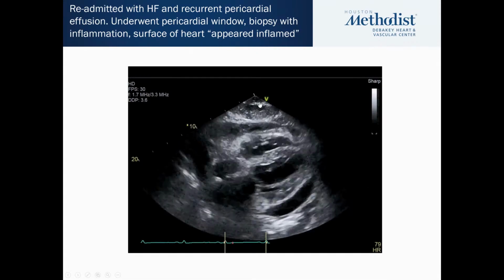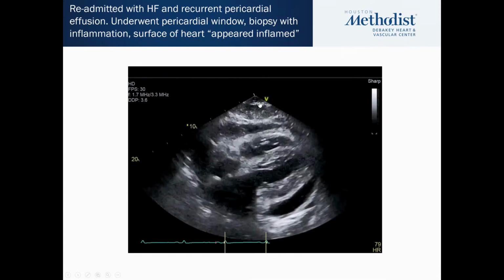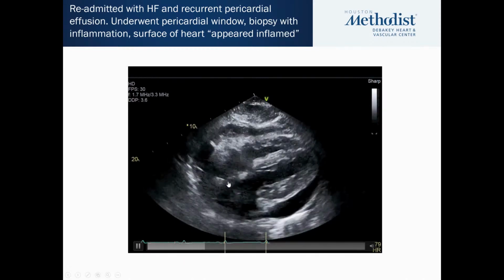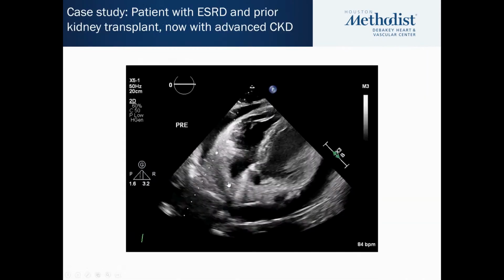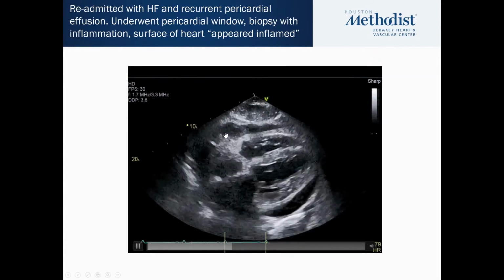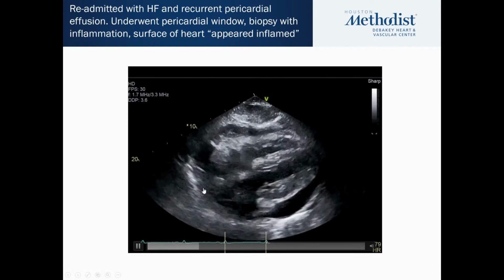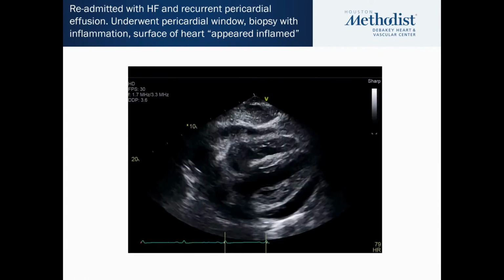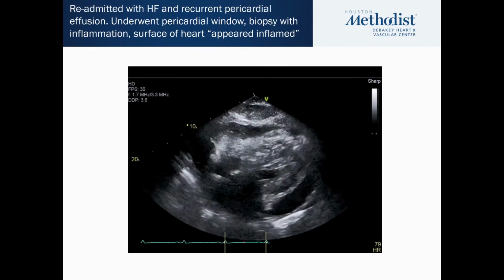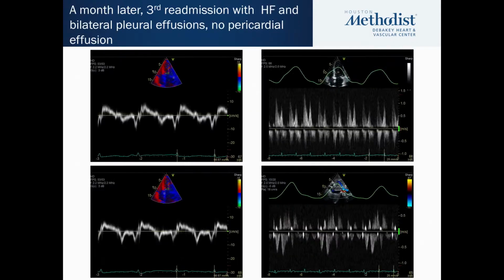The patient was readmitted a month later, recurrent pericardial effusion. Notice that the effusion now is different than before. It was purely simple previously, whereas now you have this complex nature of it and this fibrotic material. So this time he had a pericardial window. The biopsy commented on inflammation. The surgeon said that the surface of the heart appeared inflamed. And a month later, he came back with another hospitalization for heart failure.